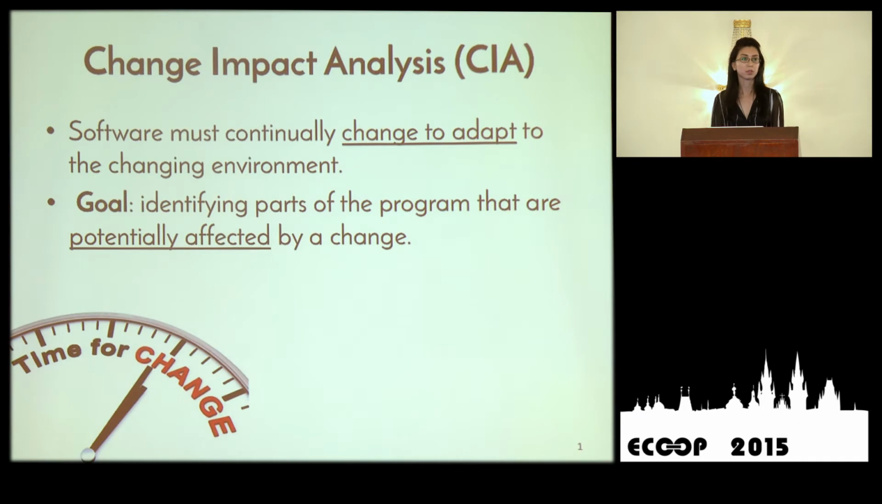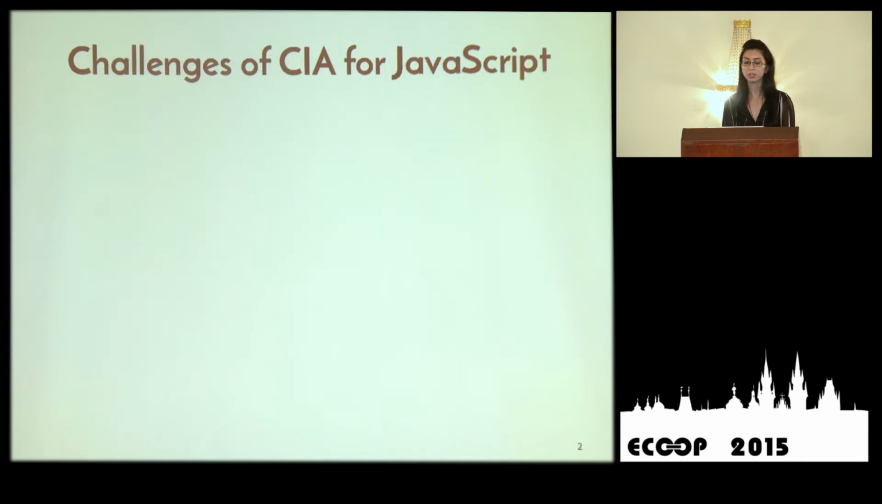To remain useful, software has to change. Software has to undergo several changes to adapt to the changing environment. Change impact analysis tries to identify parts of the program that are potentially impacted by the change. There's a lot of great research in the area. It has been a popular trend in the community, but most of the work targets more traditional languages. So here, we are here to discuss impact analysis for JavaScript.